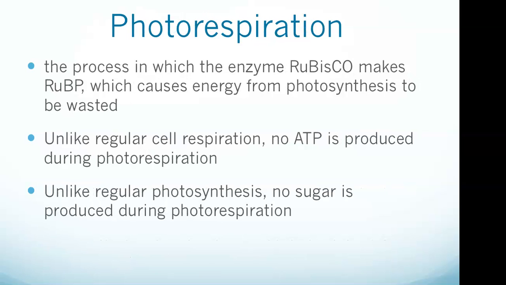And then finally, we are at photorespiration. Photorespiration is the process in which the enzyme RuBisCO acts on RuBP in a way that causes energy from photosynthesis to be wasted. Photorespiration occurs when RuBisCO binds to oxygen rather than CO2. In photorespiration, 3 fixed carbon atoms are lost, while during the Calvin cycle, 6 fixed carbon atoms are gained. Photorespiration doesn't produce sugar because RuBP binds to oxygen instead of carbon dioxide.